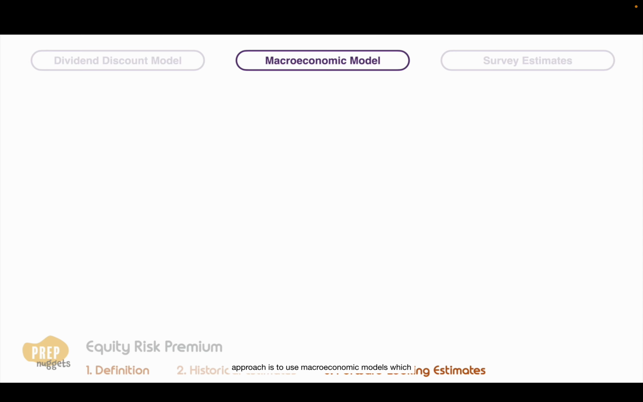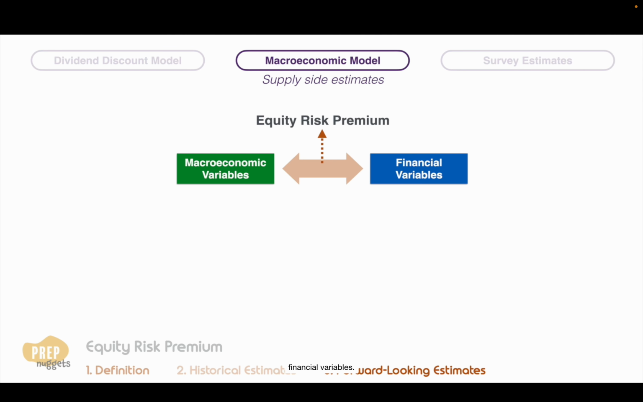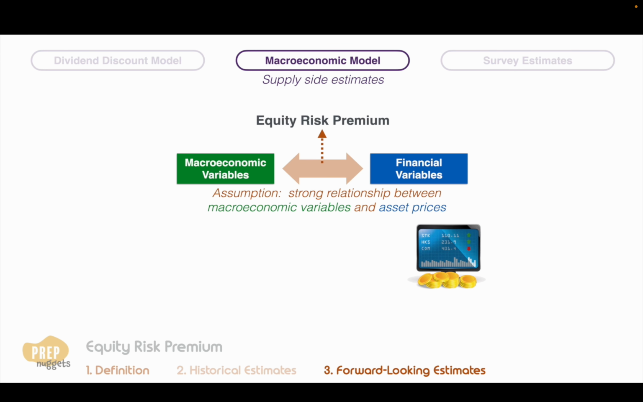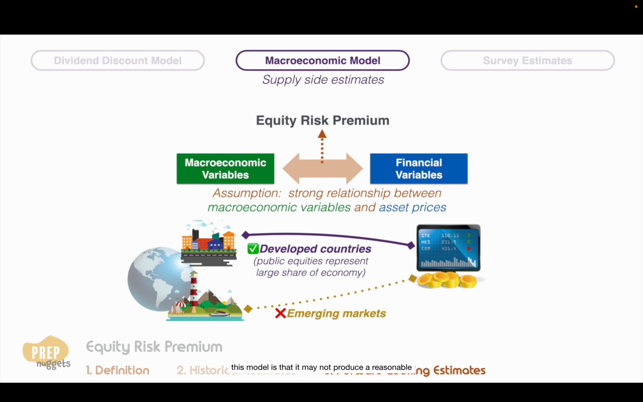The second approach is to use macroeconomic models, which are also known as supply-side estimates because of the focus on supply-side variables that fuel GDP growth. The equity risk premium is based on the relationships between macroeconomic variables and financial variables. The implicit assumption is that there is a strong relationship between macroeconomic variables and asset prices, which filters down to the price of the equity index. This assumption is only reasonable for developed countries where public equities represent a relatively large share of the economy, so the disadvantage of this model is that it may not produce a reasonable estimate for emerging markets.